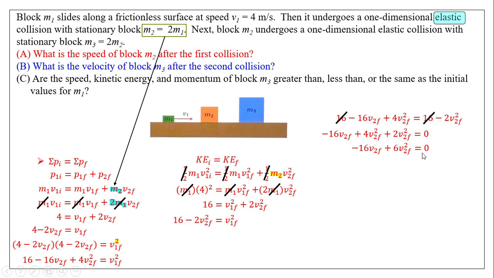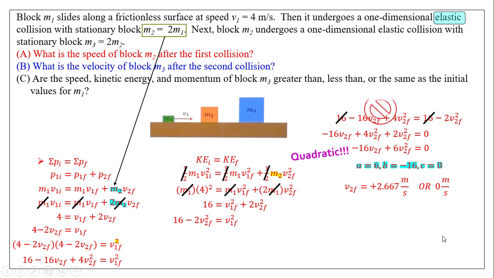At this point, you do whatever you want in order to get V2F, but I would encourage you to just use a quadratic function. If you use a quadratic solver online or on your calculator, you should get two values: 2.667 or 0. And I'm going to cross 0 out here because 0 cannot make any sense. It doesn't make any sense because M1 and M2 are different masses.